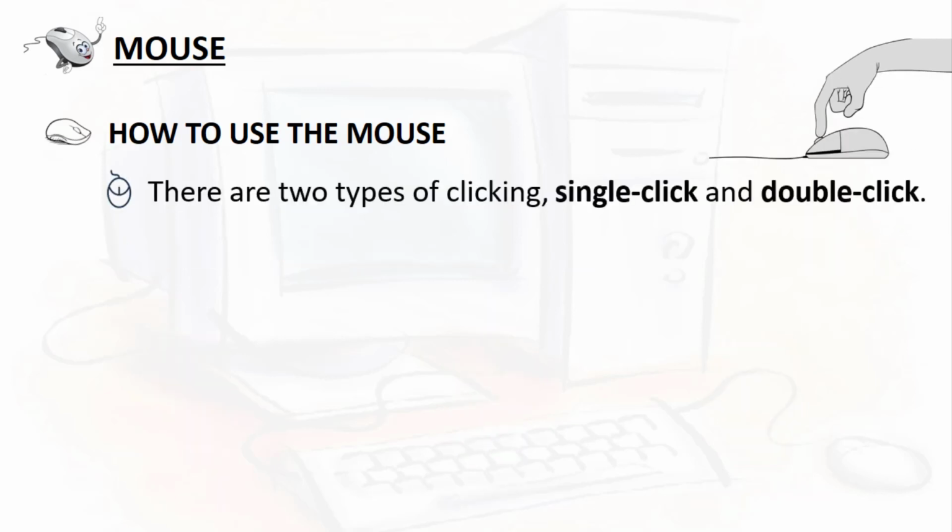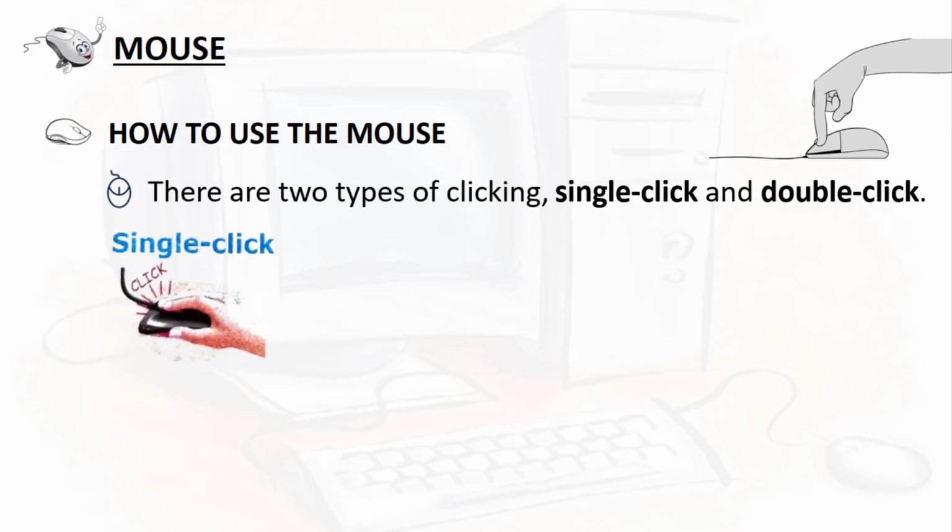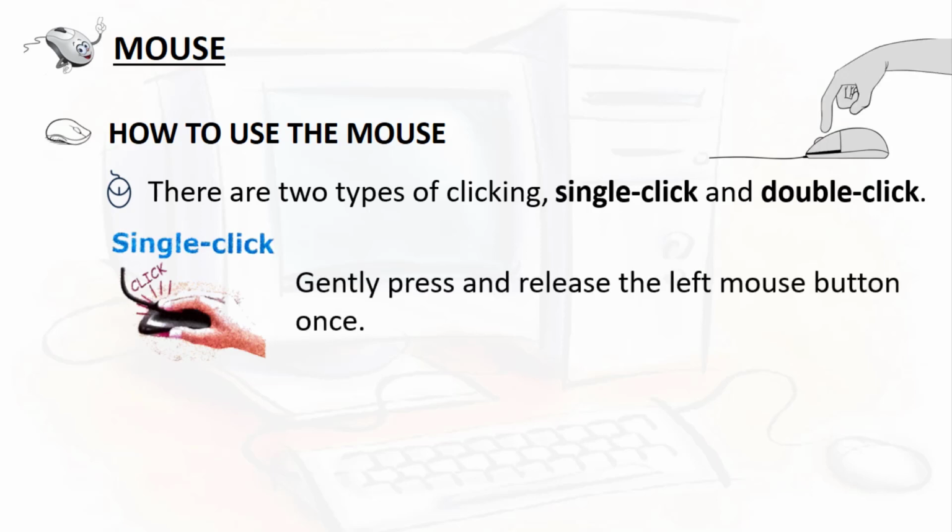There are two types of clicking available, like a single click and the double click. Single click. Gently press and release the left mouse button once. We just have to click a mouse left button once, which is known as a single click.